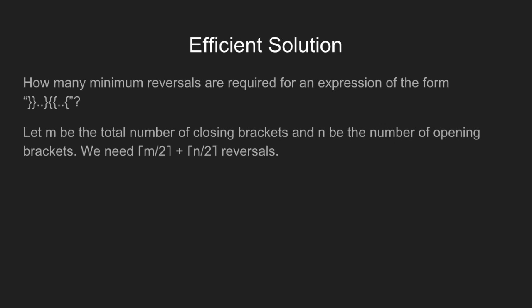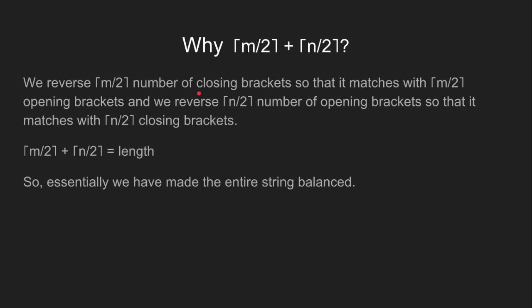Now, how many minimum reversals are required to make this expression balanced? Let m be the number of closing brackets and n be the number of opening brackets. Then the ceiling of m by 2 plus ceiling of n by 2 is the total number of reversals. So why is the ceiling of m by 2 plus ceiling of n by 2 our solution? So let's look at that.